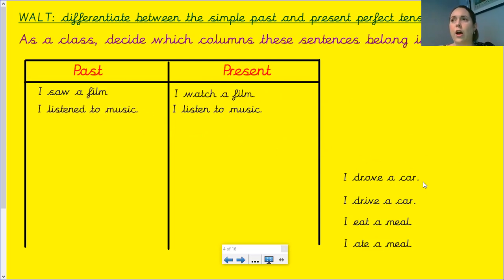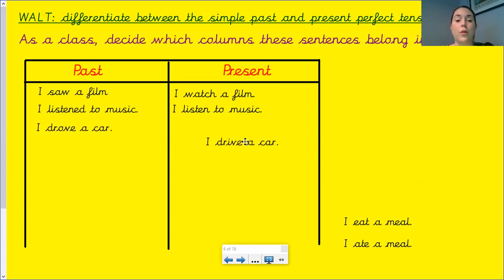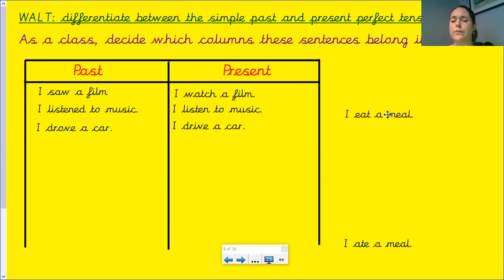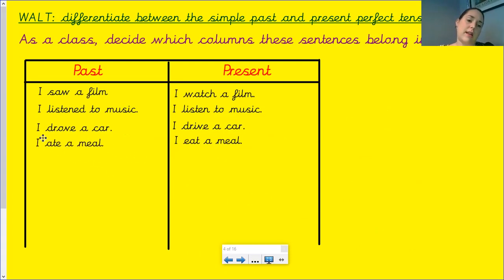I drove a car. Yesterday, I drove a car. Oh, look, I could put that in the past tense column. Drove is a past tense verb. I drive a car. Oh, that's present tense. That's happening at the moment. I eat a meal. Present tense or past tense? What do you think? That's present tense. I ate a meal yesterday. I ate a meal. That's past tense. My verb is ate.